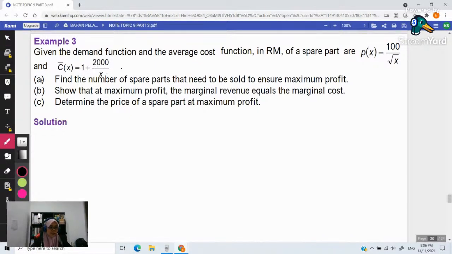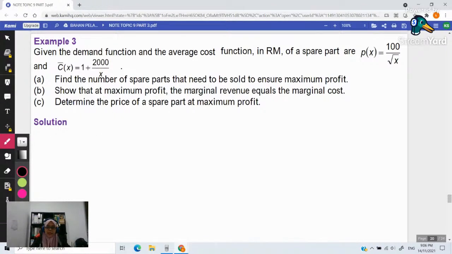So there are 3 questions. Question A: find the number of spare parts that need to be sold to ensure maximum profit. B: show that at maximum profit, the marginal revenue equals the marginal cost. C: determine the price of a spare part at maximum profit.